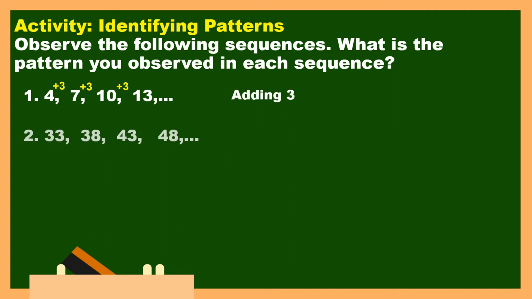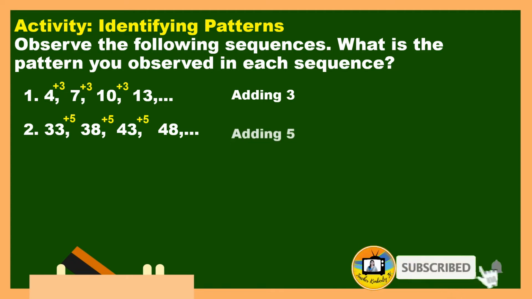Number 2 sequence. 33, 38, 43, 48, and so on. Dito naman sa pangalawang sequence, ang terms pagkatapos ng first term ay nakuha dahil dinadagdagan ng 5. 33 plus 5 equals 38. And 38 plus 5 equals 43. And 43 plus 5 equals 48. So, the pattern in this sequence is adding 5.